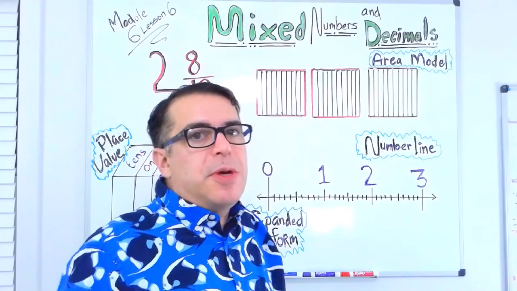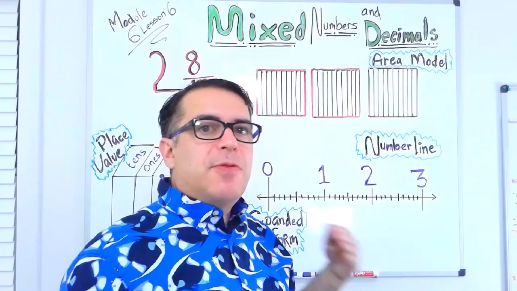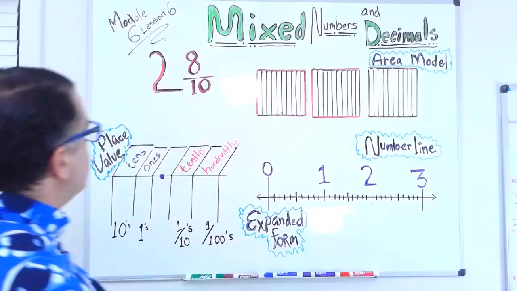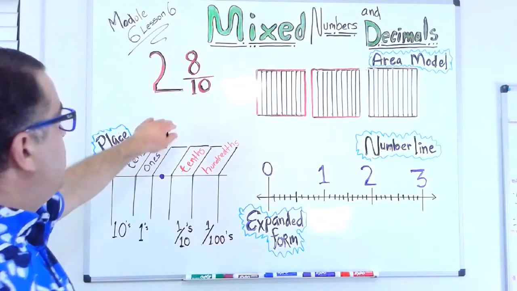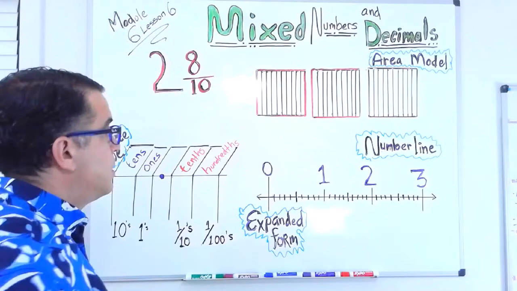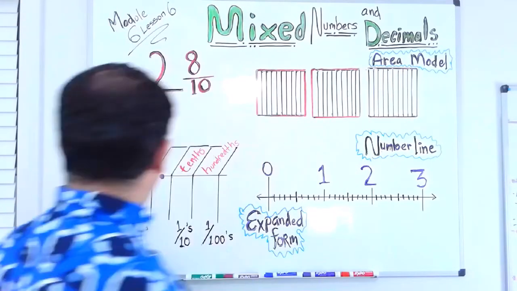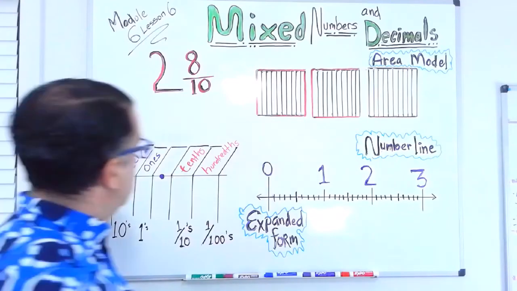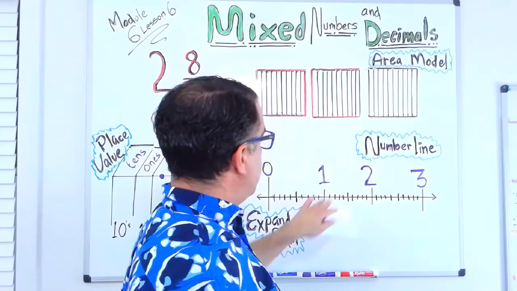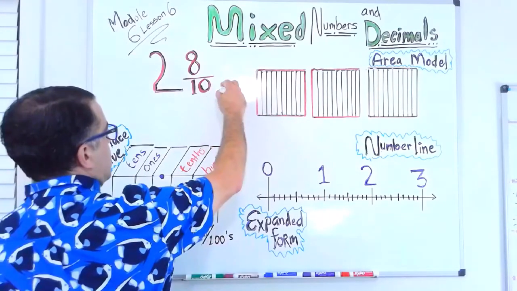That's what Eureka Math is all about. It's about understanding in different ways with different models. So let's take a look at what we have. First of all, I picked a mixed number, 2 8/10, and we want to look at it as an area model. We want to look at it in place value, and we want to look at it in expanded form and in number line. Let's first go down here to your expanded form.